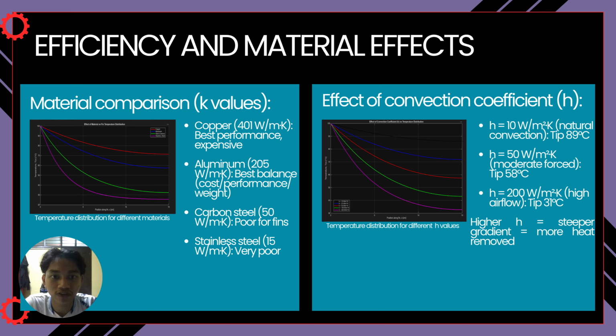Let's move to the effect of the convection coefficient. When h equals 10 watt per meter square Kelvin, which is natural convection, the tip is 89 degrees Celsius. When h equals 50 watt per meter square Kelvin, it is moderate forced convection, and the tip is 58 degrees Celsius. For h equals 200 watt per meter square Kelvin, there is high airflow and the tip is just 31 degrees Celsius. So the conclusion is higher h equals steeper gradient equals more heat removed.